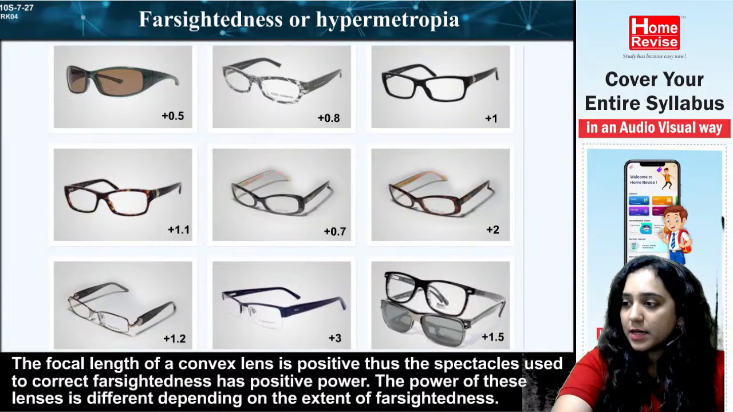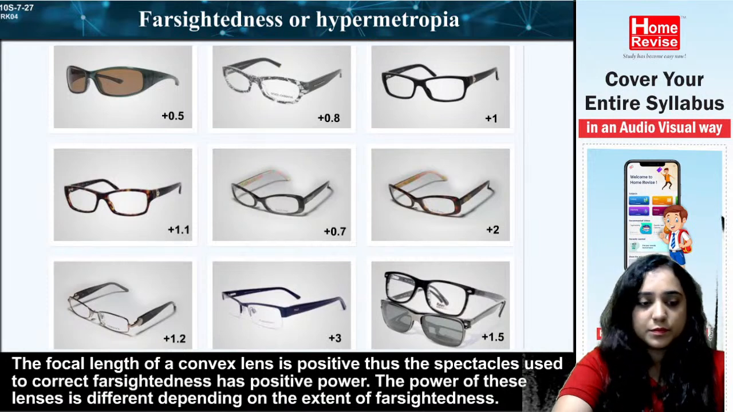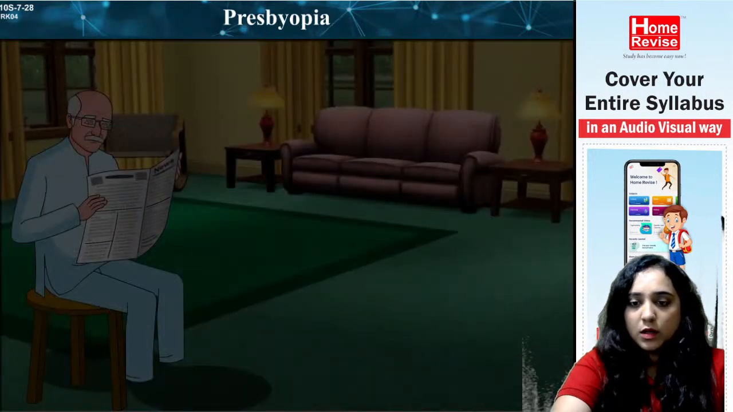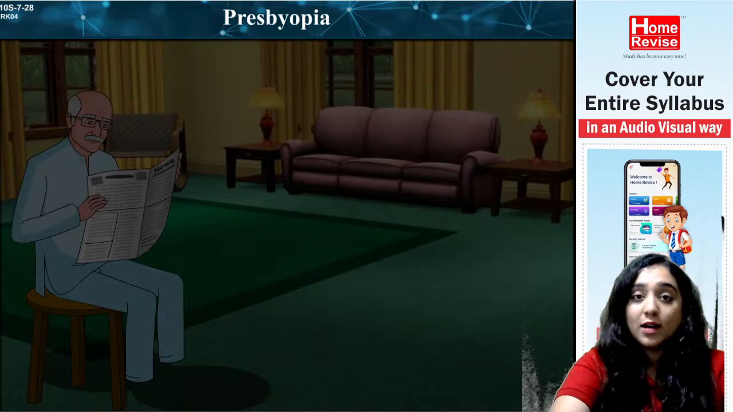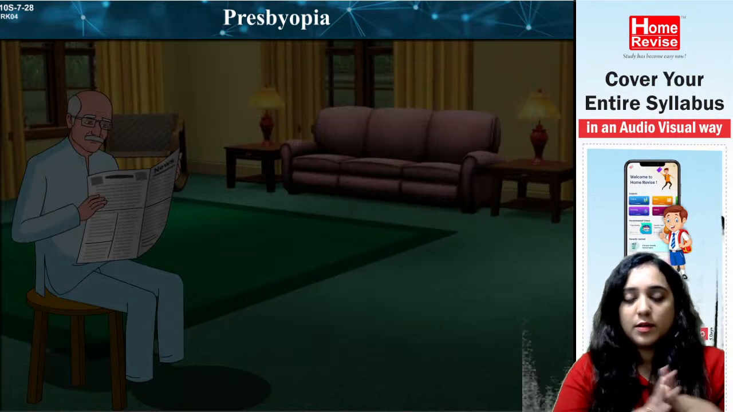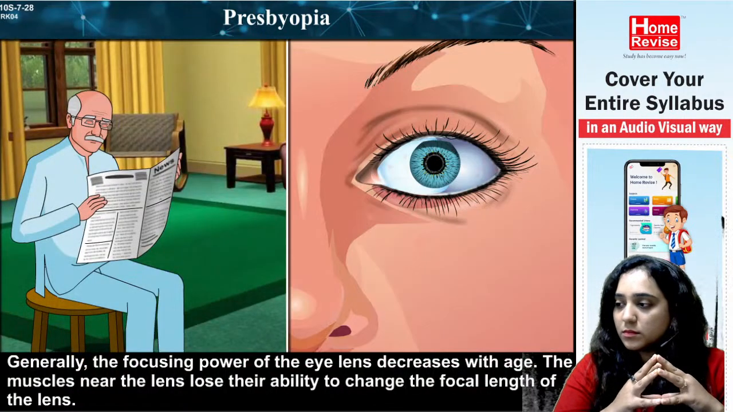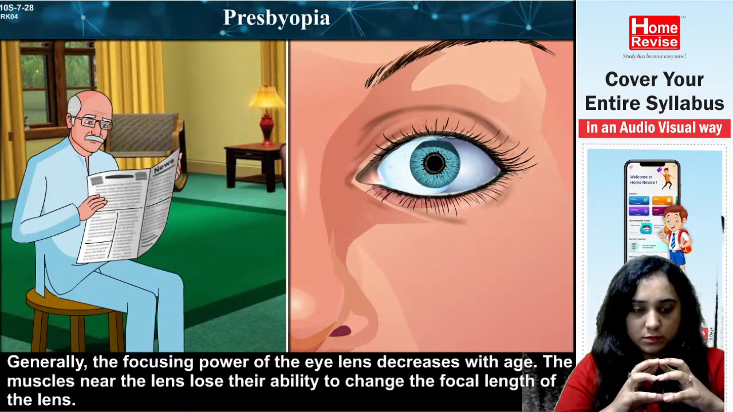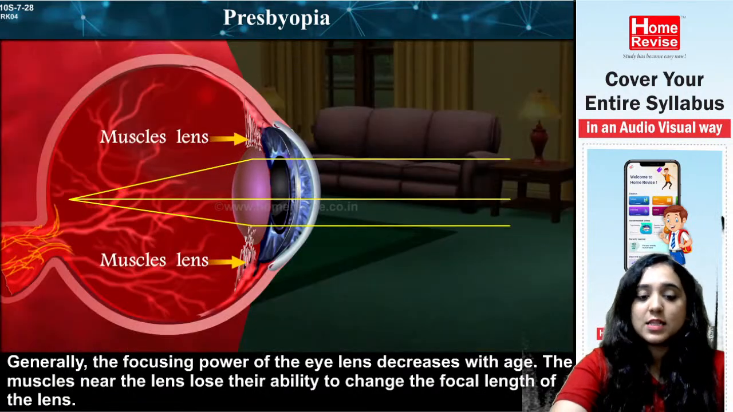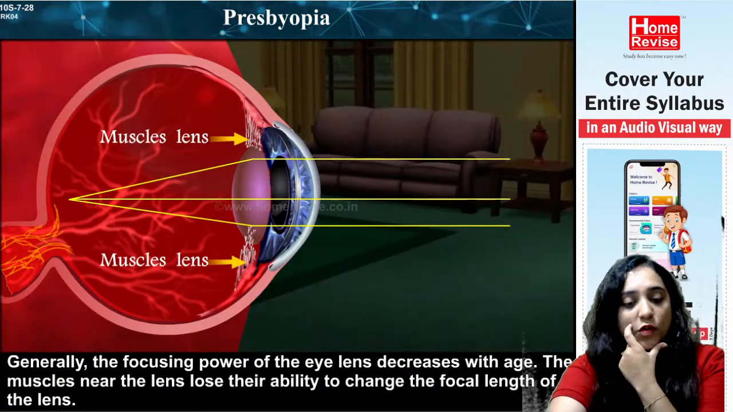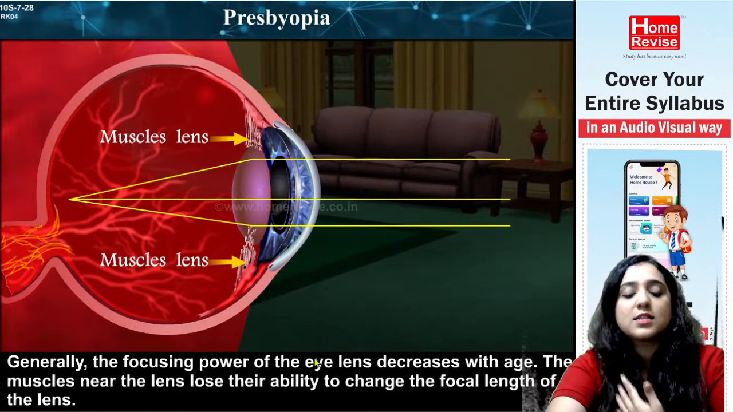Now let's understand the third one, presbyopia. Generally, the focusing power of the eye lens decreases with age. Now this is because of age. So the focusing power of the eye lenses decreases with age.